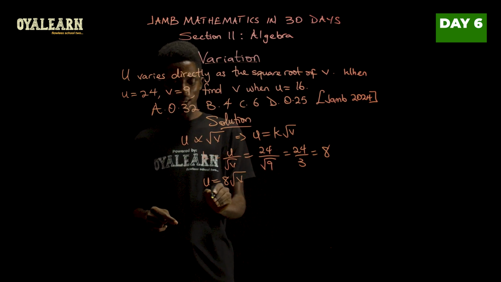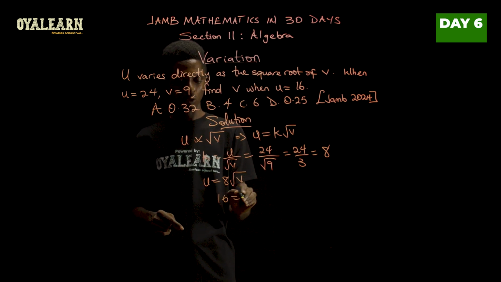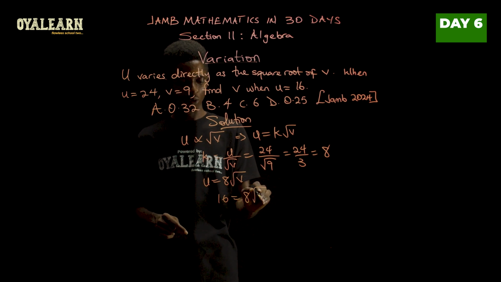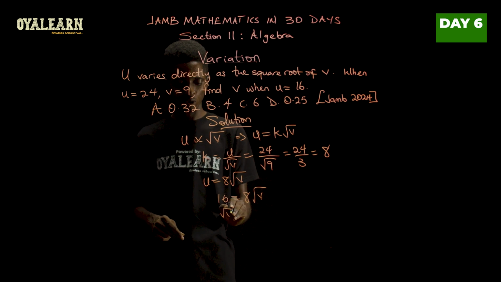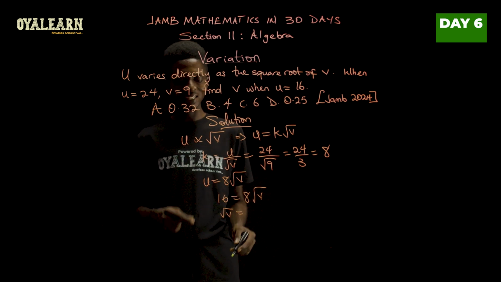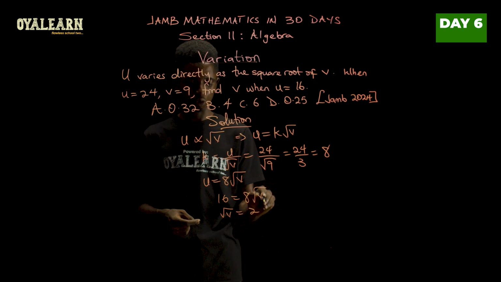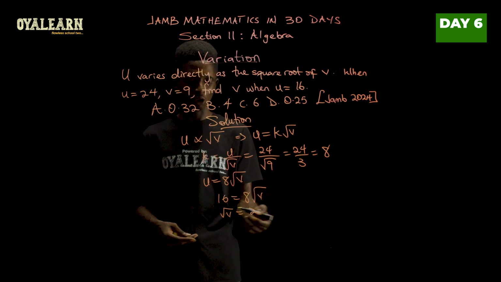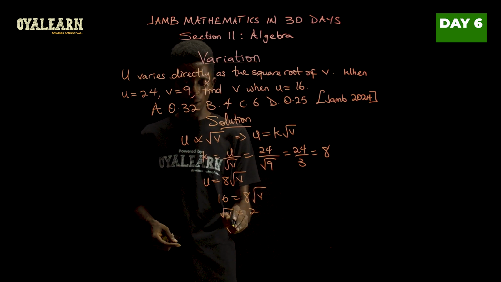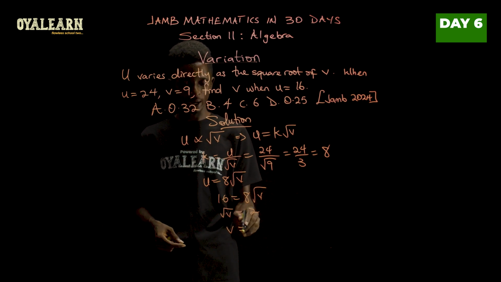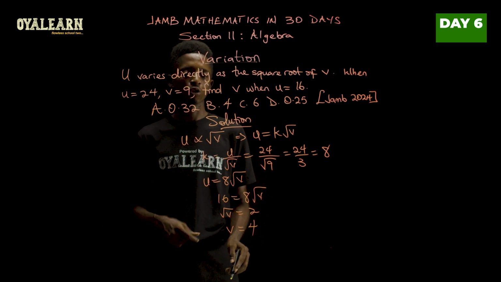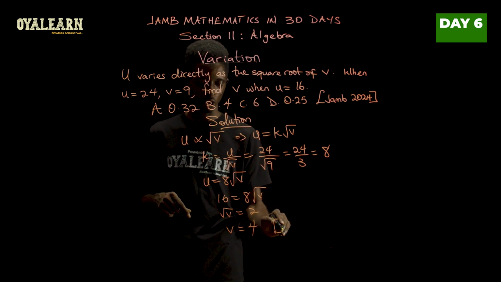Now we are to find V when U is 16. So to do that, we then say 16 equals 8 square root of V. Now divide both sides by 8, and you see that square root of V would then be 16 divided by 8, which is 2. Now what we have to do here is to square both sides, and then that will get rid of the square root we have here. So V would then be 2 squared, which is 4. So the correct answer is in option B.